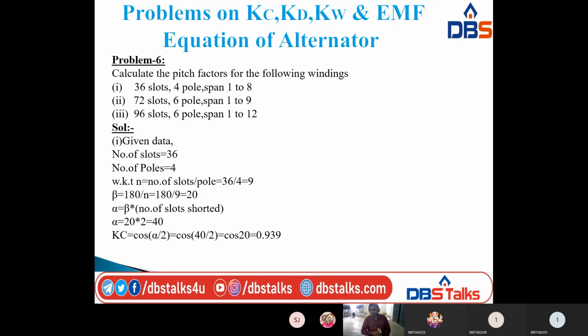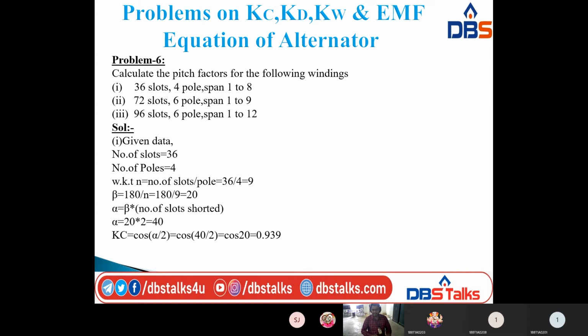equal to cos alpha by 2. You know the formula, cos alpha by 2. Okay, so let us consider the first one. They have given 36 slots, 4 poles, and span is 1 to 8. That is the coil span, 1 to 8. Okay, so take the first case.